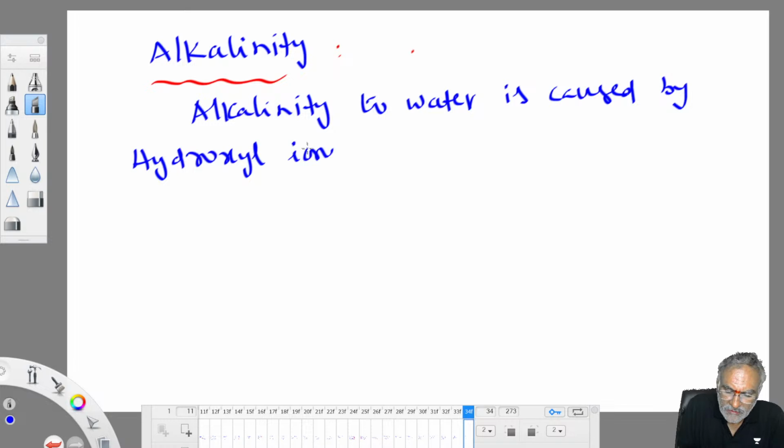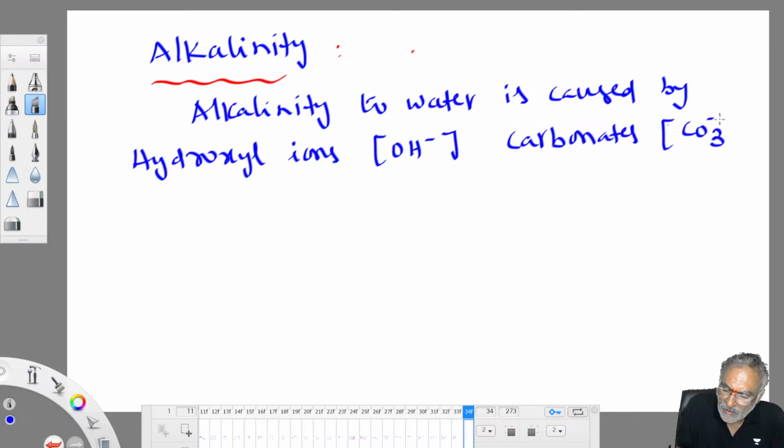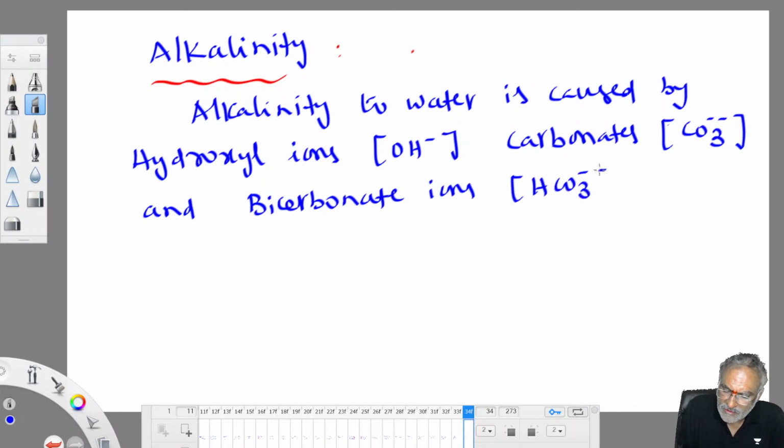Hydroxyl ions, OH minus, carbonates, CO3 double minus, and bicarbonate ions. Bicarbonates are written as HCO3 minus. So carbonates, bicarbonates and hydroxyl ions cause alkalinity.